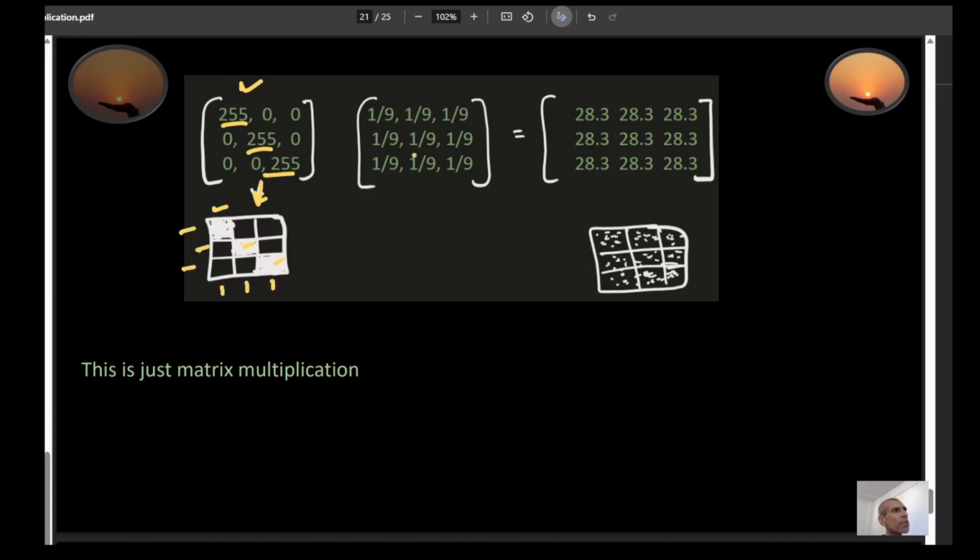You multiply this by the blur filter, which is this one right here. So you multiply this matrix by this matrix. In other words, when you take this image and apply this blur filter, it will give you numbers like this. If you look at these numbers, they are 28.3, 28.3. These are your numbers. Now when you convert this into an image, it will look something like this. So your image has become blurred. In other words, what just happened was matrix multiplication.